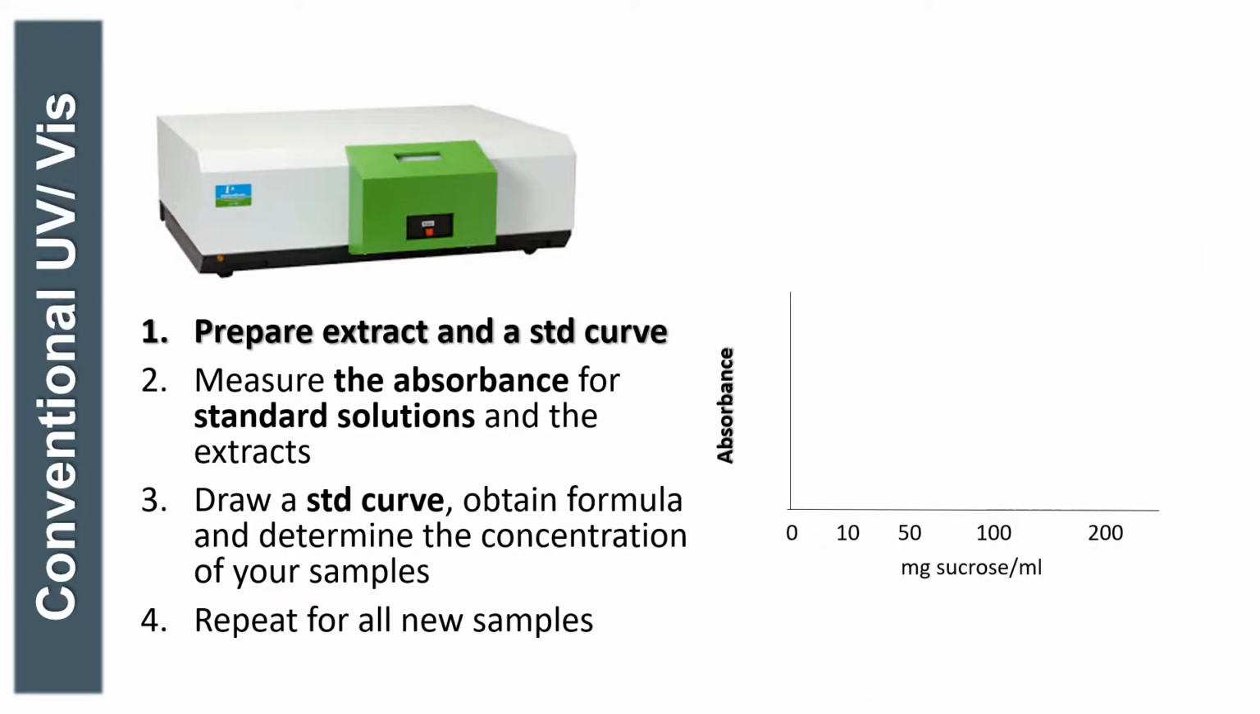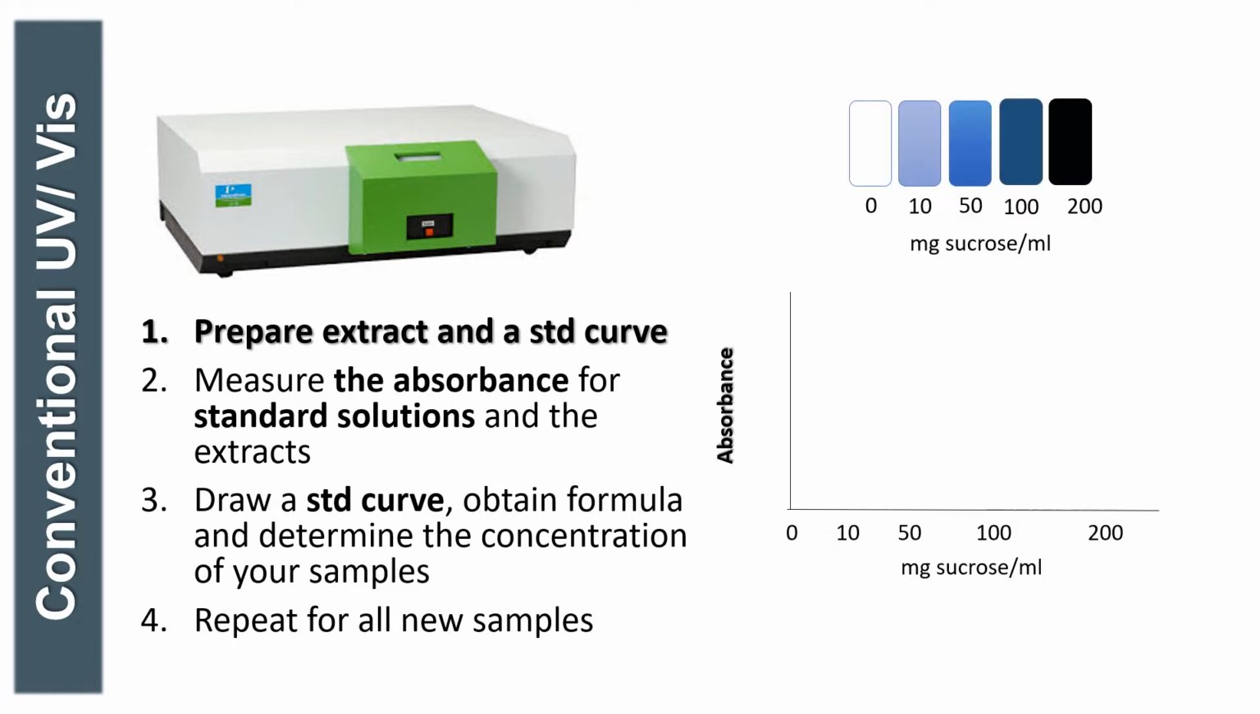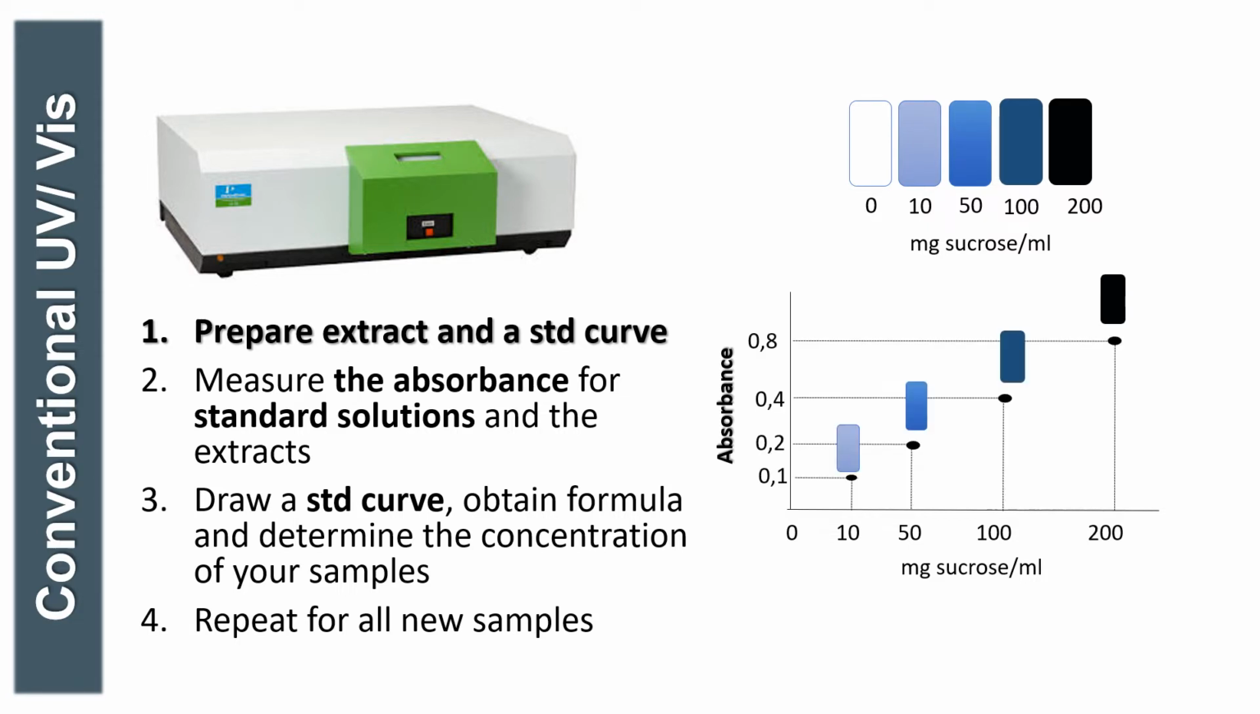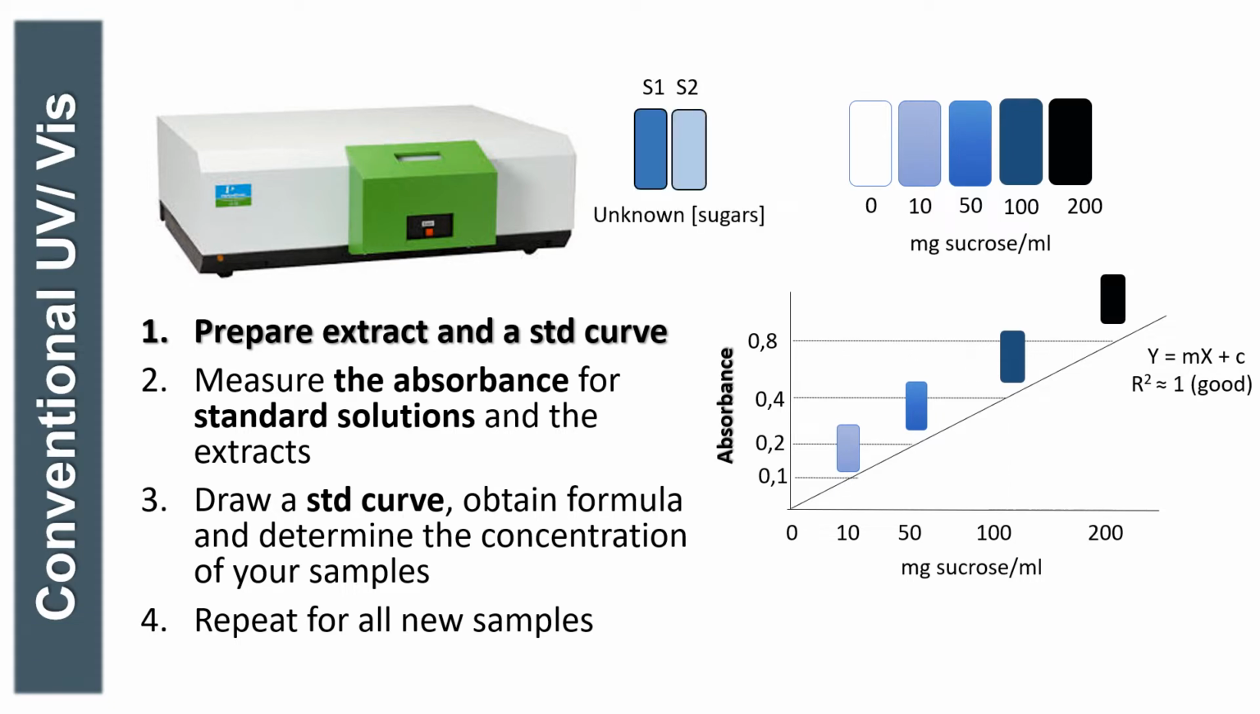The second method involves preparing a standard curve using different concentrations of the compound of interest. Since there is a linear relationship between the concentration and the absorbance, an equation describing this relationship can be determined. The equation can be used to determine the concentration of unknown samples from its absorbance.